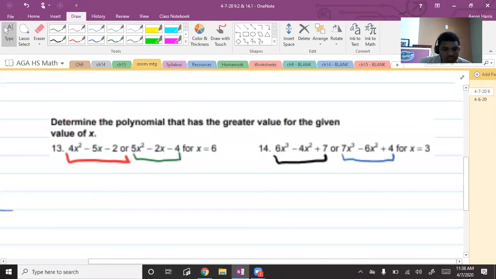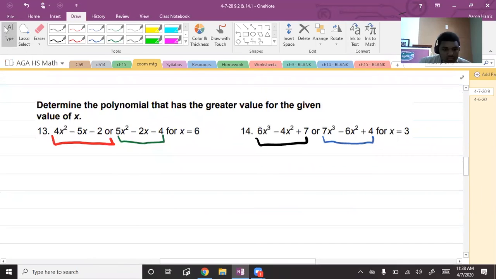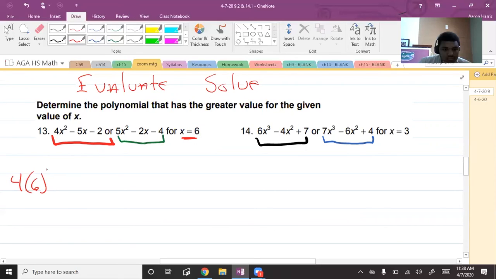All right. So let's start here. It says determine the polynomial that has the greater value for the given value of x. So all we're going to do is what? This word called evaluate. What does that mean? Solve. Okay? That's all that means. So here's one polynomial in the red. Here's the second polynomial in the green. And I'm going to substitute what in? X is equal to 6. So whenever I substitute, what do I use? Yes, parentheses. So 4, 6 squared minus 5, parentheses, 6 minus 2.